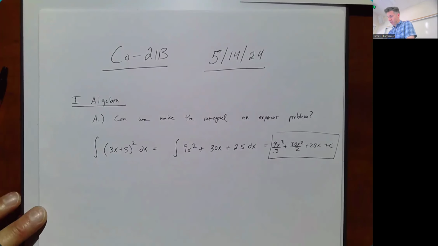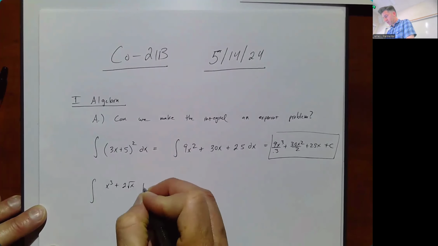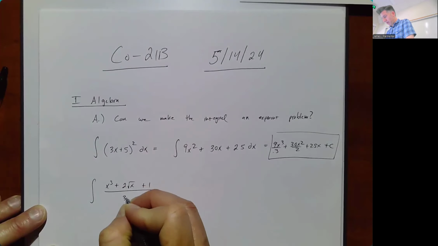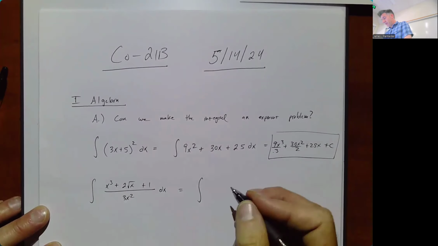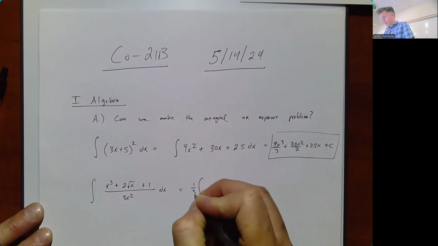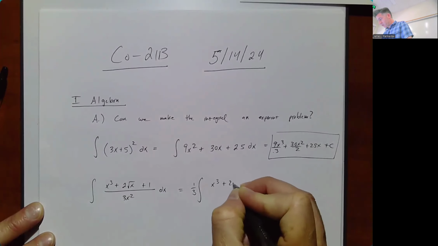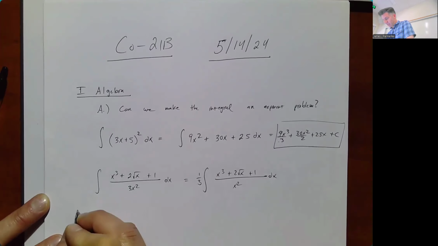Or you might have something like the integral of (x cubed plus 2 square roots of x plus 1) all over 3x squared. And then the idea is we can still simplify this to make it an exponent problem. We can write this as each thing divided by, in fact, before I do any of this, what I should really do is pull out the 1/3 and write it as 1/3 times (x cubed plus 2 root x plus 1) all over x squared. And then divide each term by x squared to get 1/3 times the integral of x cubed divided by x squared, which is x.